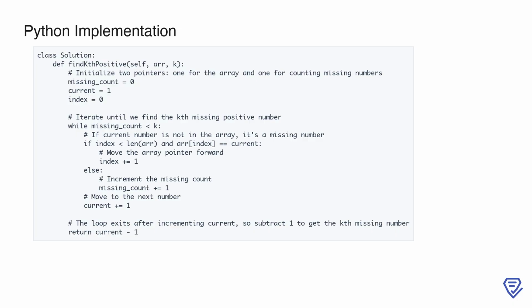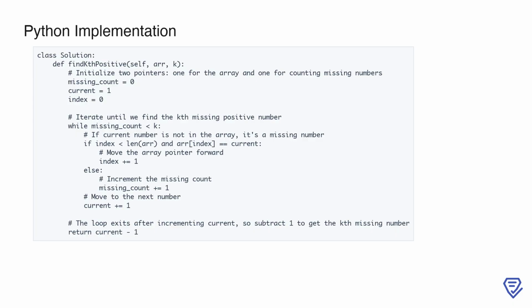The function findKTH takes two inputs, arr, a sorted list of distinct positive integers, and k, the index of the missing positive number we want to find. The algorithm initializes two variables, missing_count to keep track of how many missing numbers have been encountered, and current to iterate through all positive integers. The index pointer is used to traverse the input array. The main loop continues until missing_count equals k.